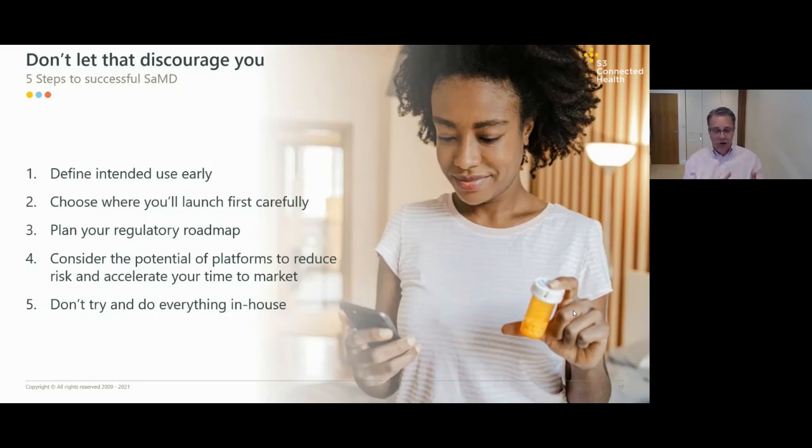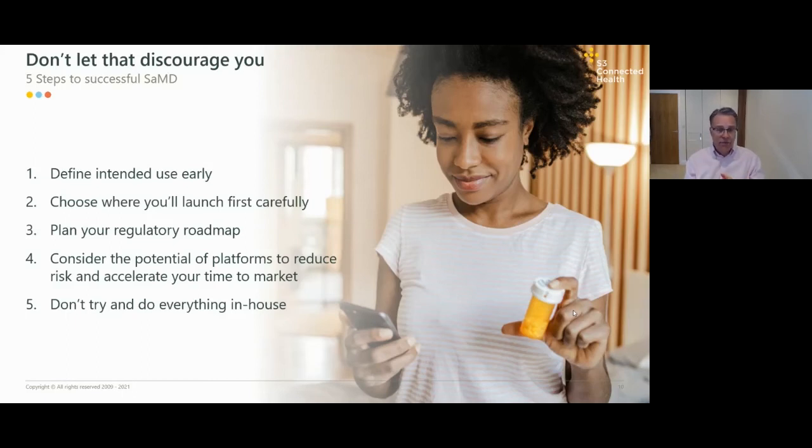Choose where you're going to launch first carefully, and don't consider just the most obvious market. Working to a clear regulatory roadmap is essential for ensuring you know exactly what's required, how it needs to be done, and how long it'll take to roll out your SaMD solution. And it's not just enough to think about your first version of the product. You've got to think about how it's going to evolve as well.